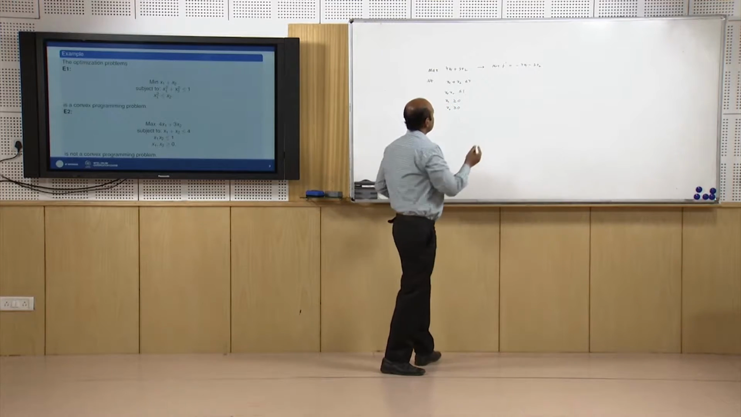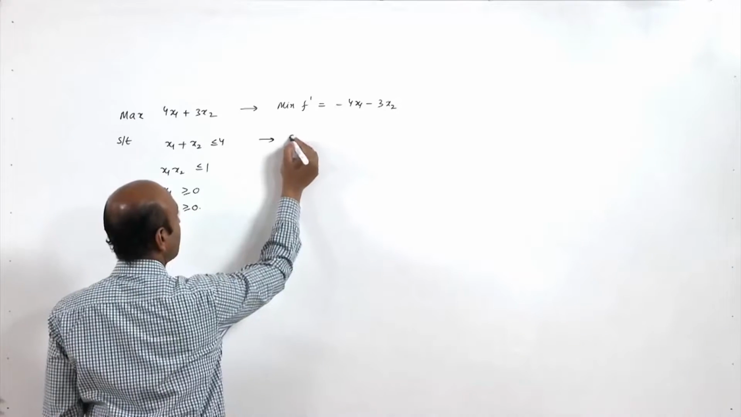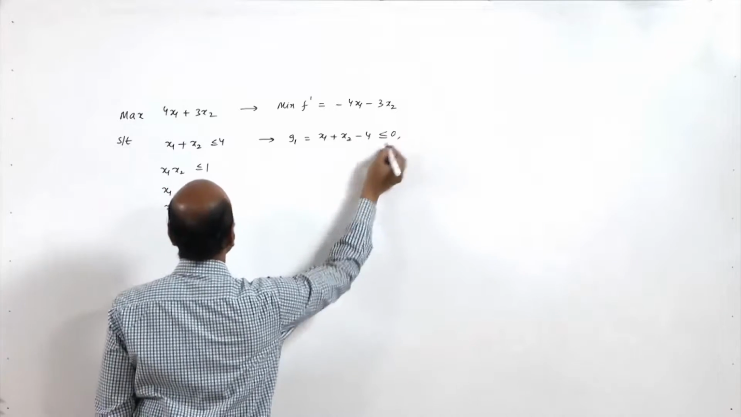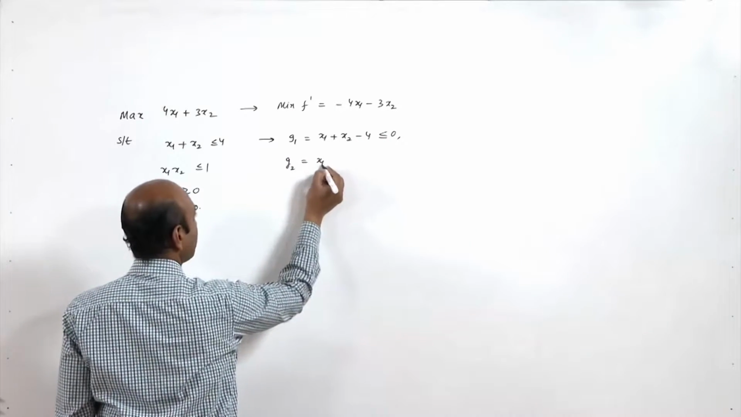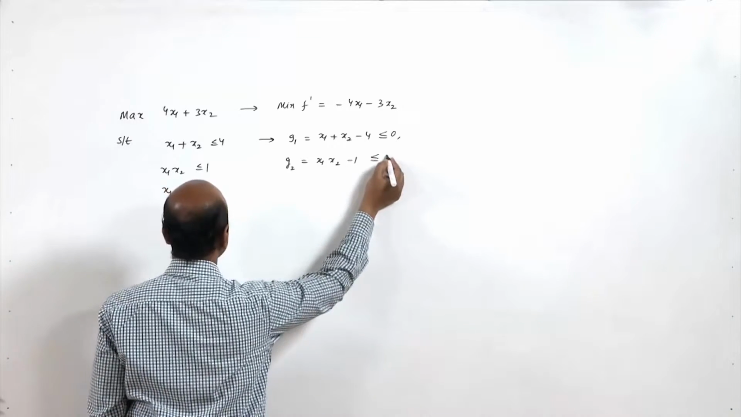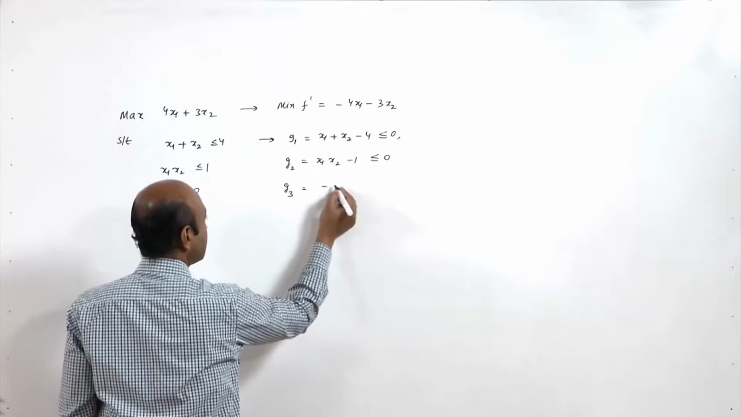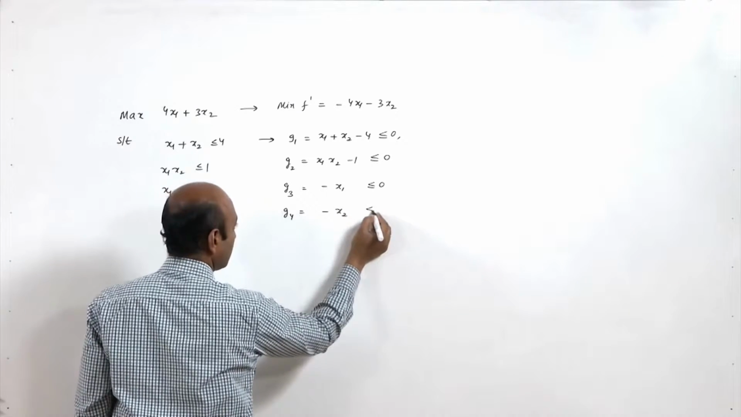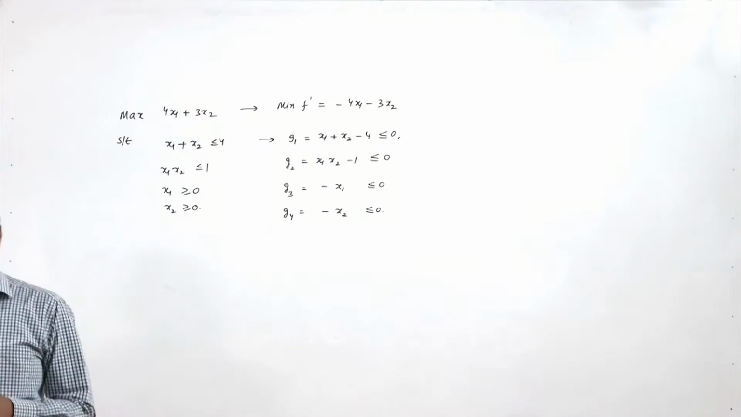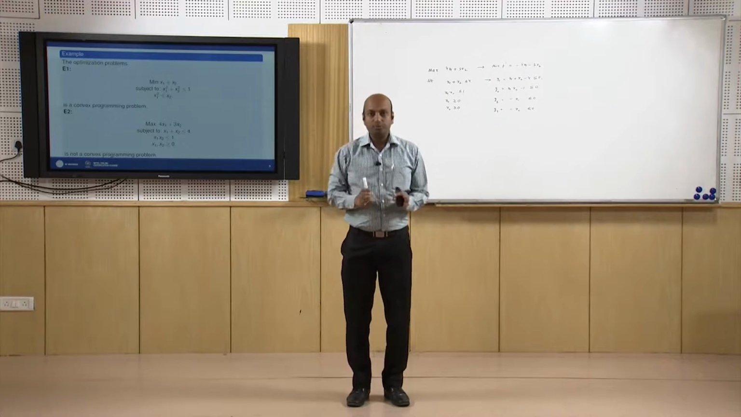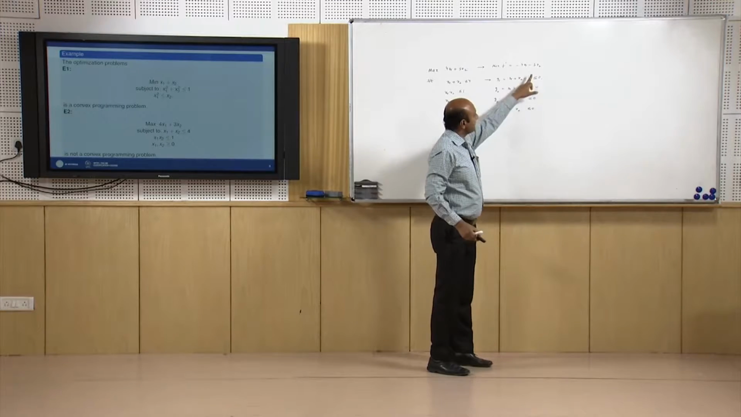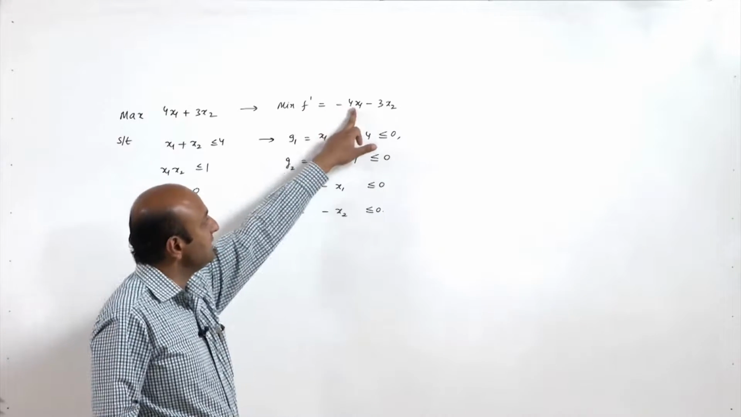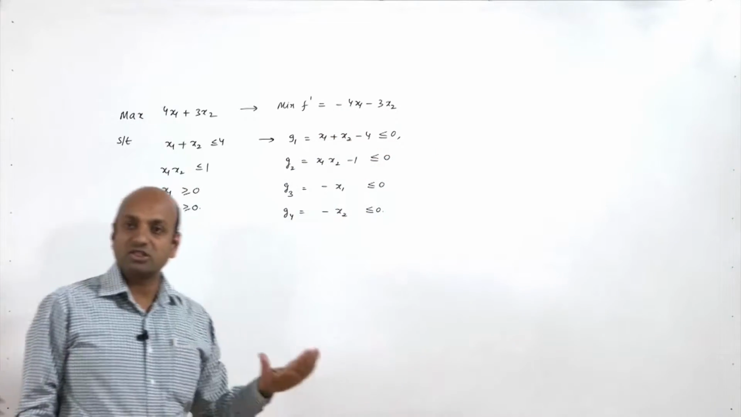And subject to what conditions? G1 is x1 plus x2 minus 4 less than or equal to 0. The second constraint is G2 equals x1 x2 minus 1 less than or equal to 0. The third constraint is minus x1 less than or equal to 0, and G4 is minus x2 less than or equal to 0. Because for a convex programming problem, the format of the problem should be of minimizing type and all constraints must be less than or equal to 0. Now, this is a minimizing function and it is linear, hence convex, because all linear functions are convex.